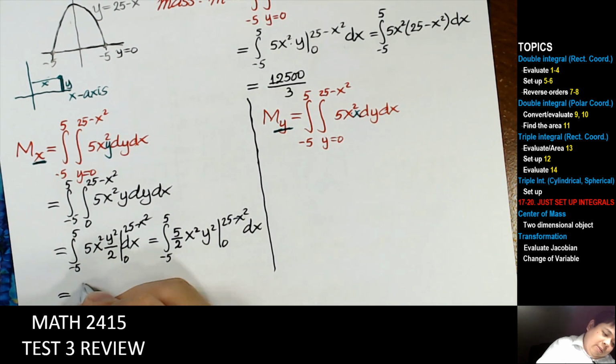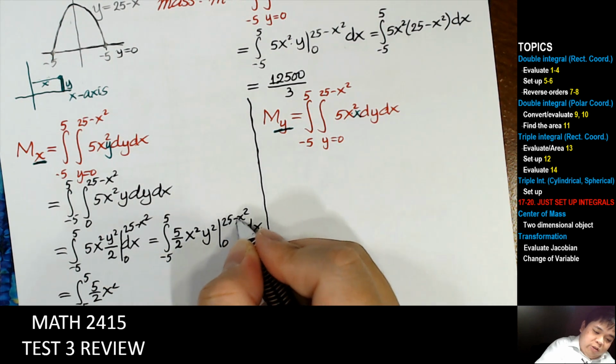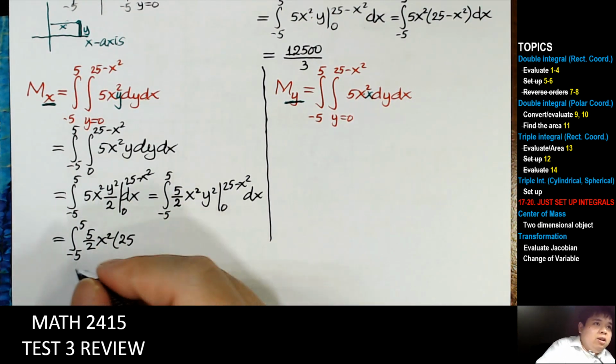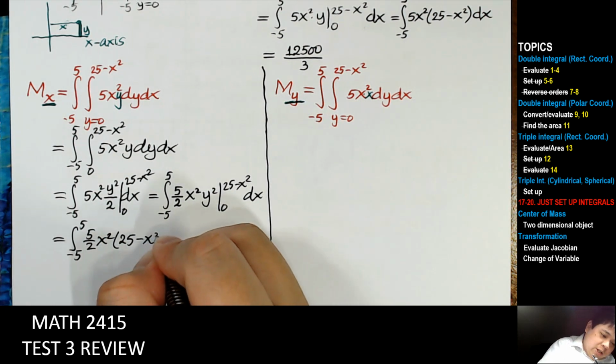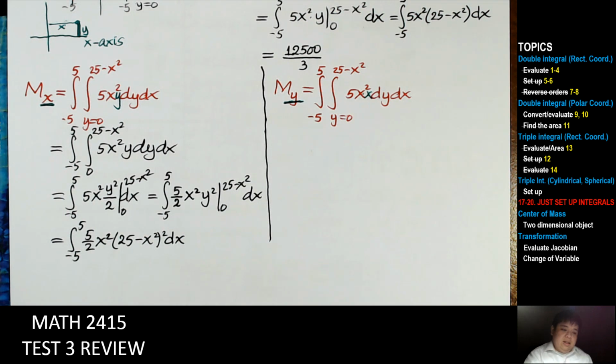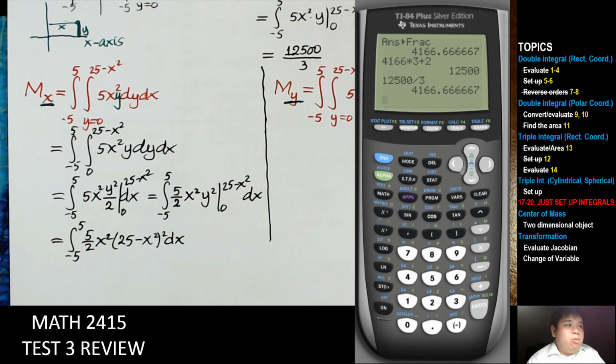Right, 5 over 2 x squared. If we put 25 minus x squared in here, we have 25 minus x squared squared dx. Right, let's use the calculator again. Hope it will be more useful this time. Right, let's go back up.